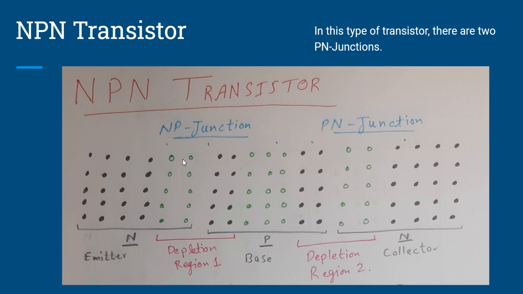And as we already discussed how this depletion region is formed, in this NPN transistor we are having two depletion regions. First one we can call the emitter, second one we can call the base, and third one we can call the collector. Now we will understand in the next slide how this NPN transistor is going to work for us, why it is so important.